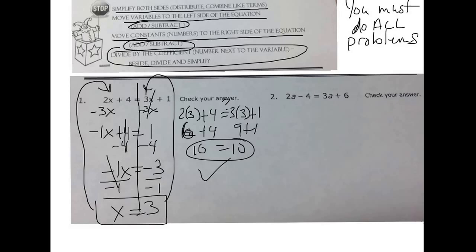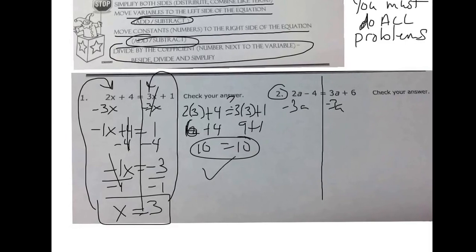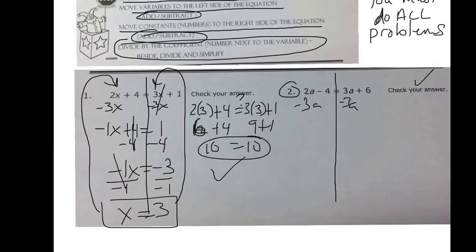Okay? Your turn to do this one. First thing you're going to do is draw that down. Minus 3a to both sides, and then I'll let you go from there. You can pause the video here and finish that problem up. Make sure you check your work on this side.